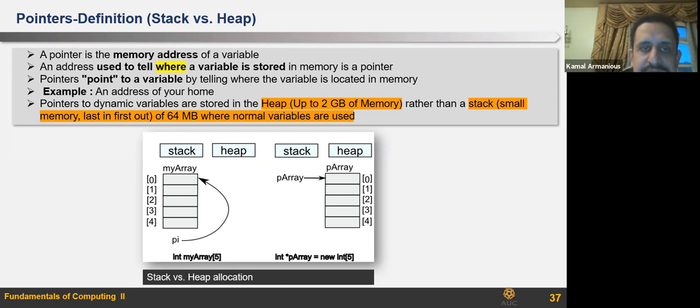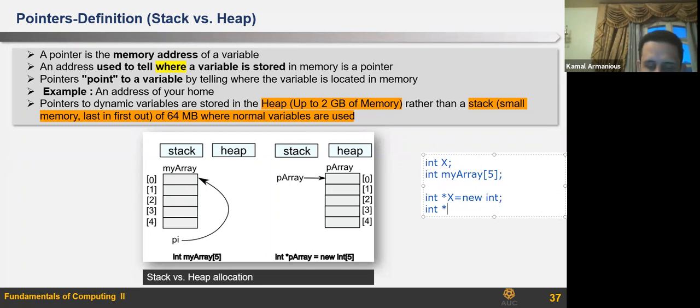No, if you use the stack, don't use new. Declare the variable as you normally do. Int x, this goes to the stack. Int my array of 5, this is a declaration of an array of 5, this is in the stack. If you want to allocate on the heap, then int x equal new int. Int my array equal new int of 5.